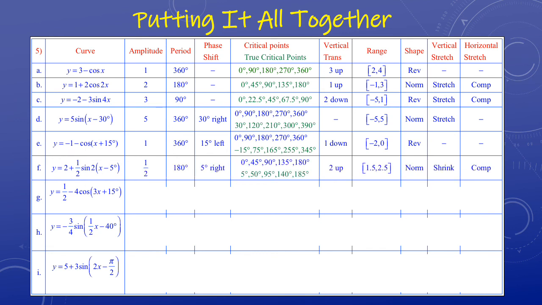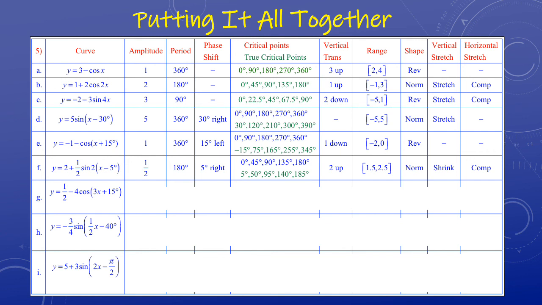In F, we have y equals 2 plus 1/2 sine of 2 times the quantity x minus 5 degrees. The amplitude is 1/2, the period is 360 over 2, or 180 degrees, and the phase shift is 5 degrees to the right. So our critical points are 0, 45, 90, 135, and 180 degrees. When we shift to the right, we get 5, 50, 95, 140, and 185 degrees.